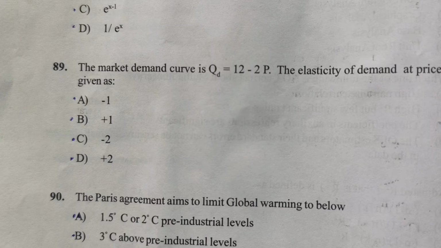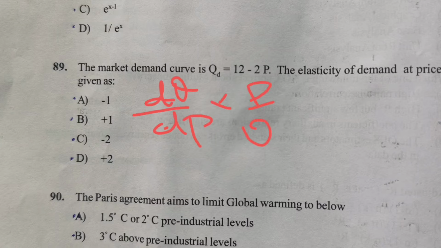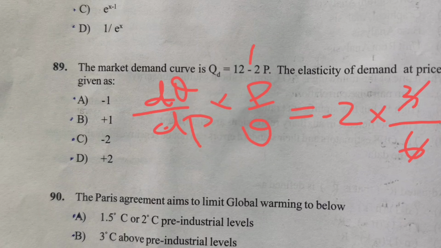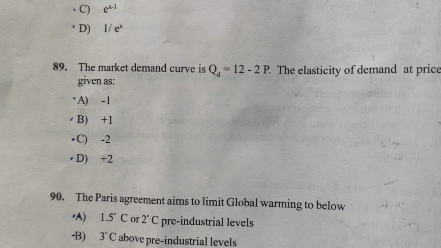Then for the market demand function, we have to find the elasticity of demand. We know it is dq upon dp into p upon q. So we will get -2 into, with price 3 and quantity demanded 6, 3 ones are 3, twos are 2, and the 2 gets cancelled. We get -1. So option A is correct.